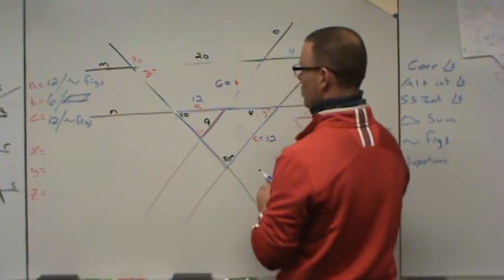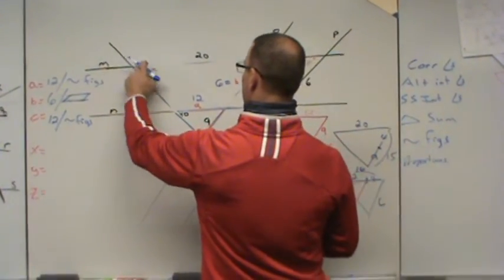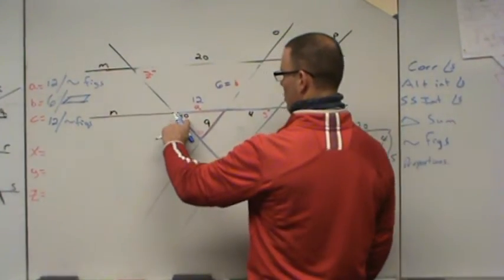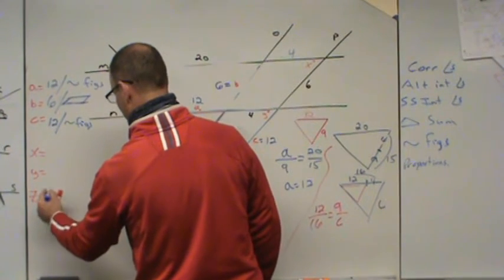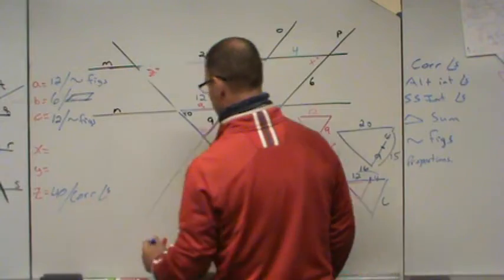Okay, well, what's going on? And actually, I take that back. This may not be 80 right here. I don't think it is. What I do know is I see corresponding angles with z and 40. So z is 40 degrees, and I'm just going to put corresponding angles.